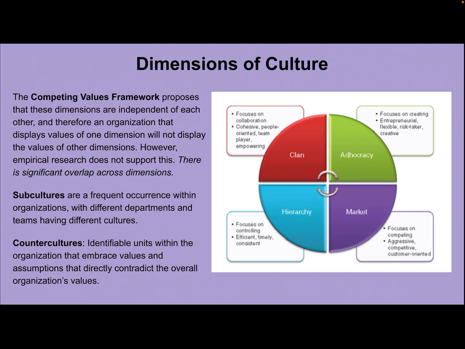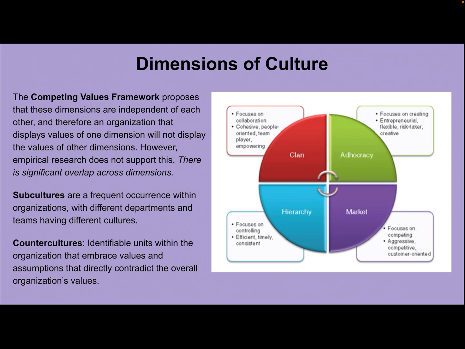So let's talk about dimensions of culture. We're not going to call it climate anymore, but remember they can sort of be used interchangeably. I'm going to refer to it as culture for the rest of this chapter. The competing values framework book gave us some dimensions of culture, and although the competing values framework says that you can only be one of these things, we actually know that you can sort of have aspects of other ones as well. But for now, we'll just talk about the four different types of culture.